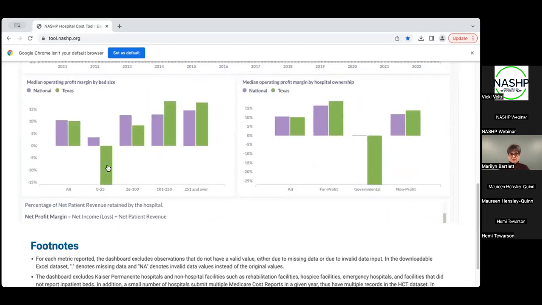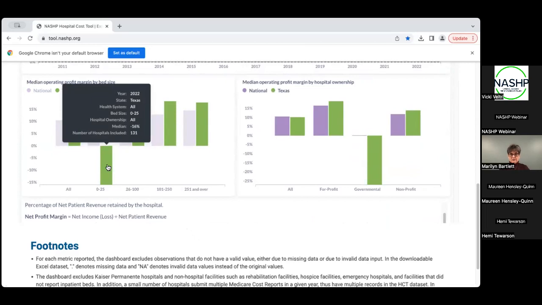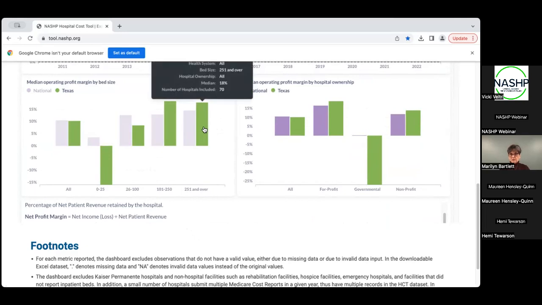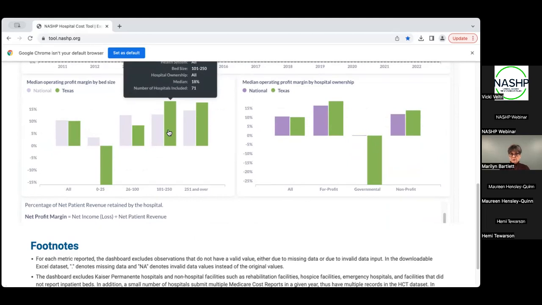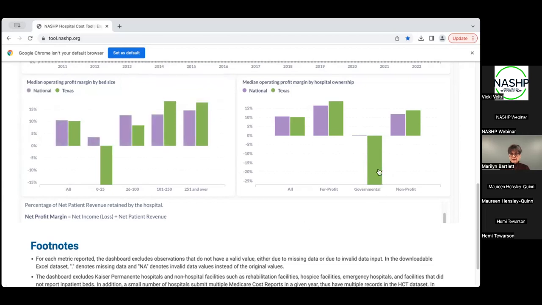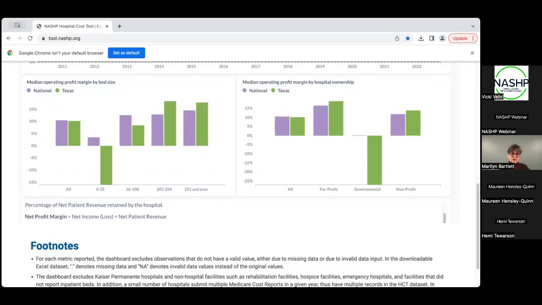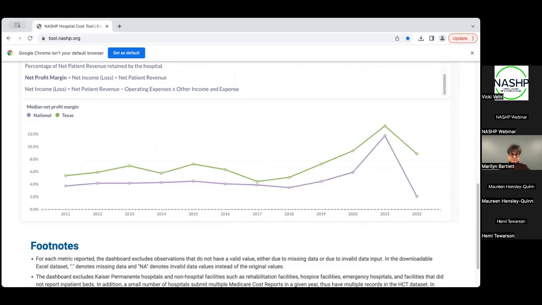Now, this is interesting because this has an impact for Texas. Of the 131 hospitals, the median for the critical access hospitals, 0 to 25 bed, is minus 16%. You get up to these larger hospitals, 18%. The 101 to 251 or 250 bed size, 18%. Again, I want to point out governmental hospitals at minus 27. Again, these are the smaller hospitals, the university hospitals, county hospitals.